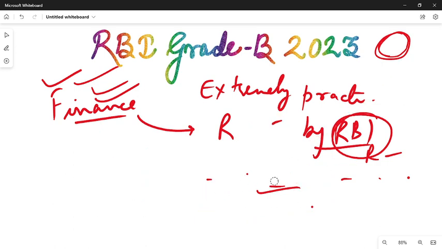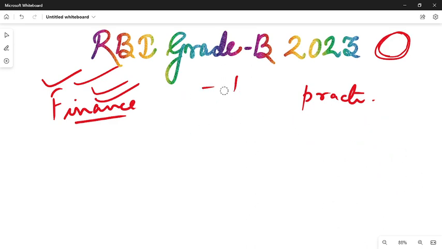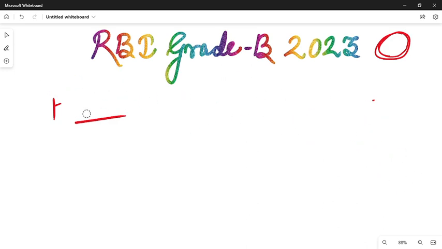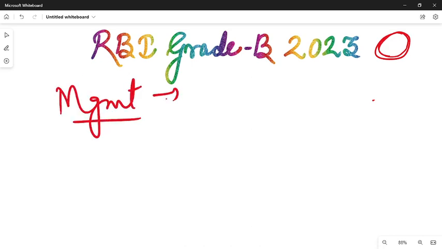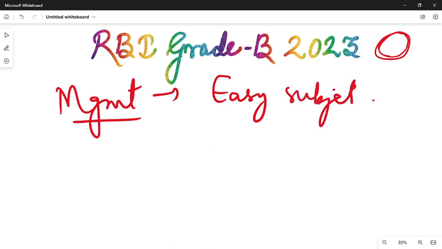So this was the finance. Let's talk about the second section of this particular subject, that is management. It is a very important part and a very easy part. It is a very easy subject to understand.